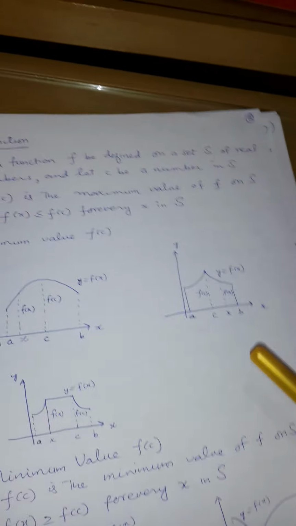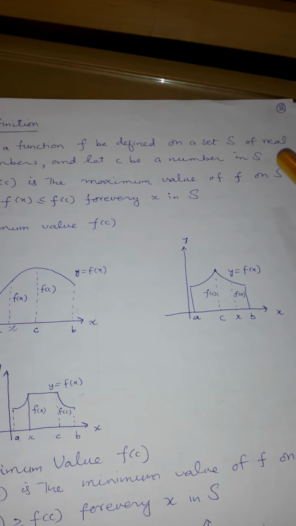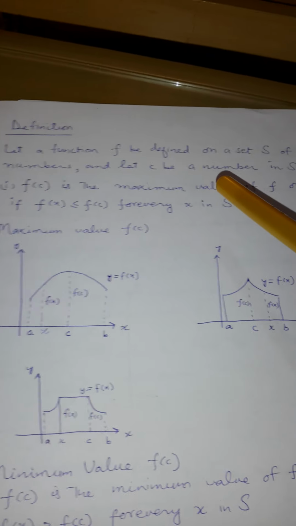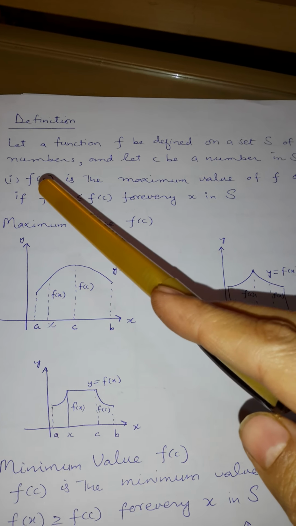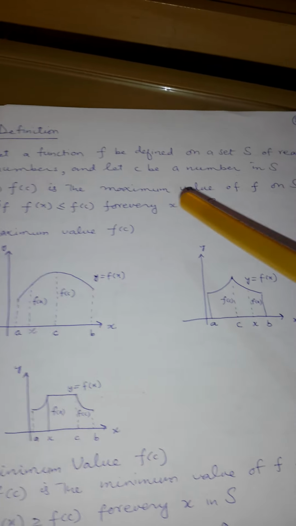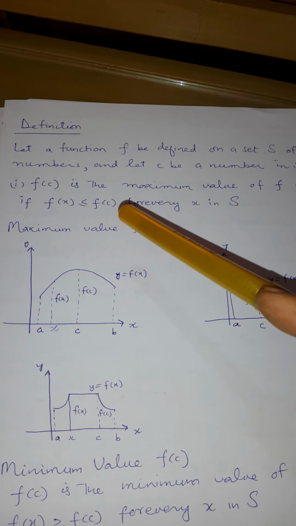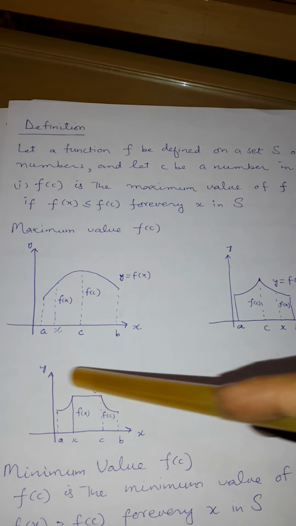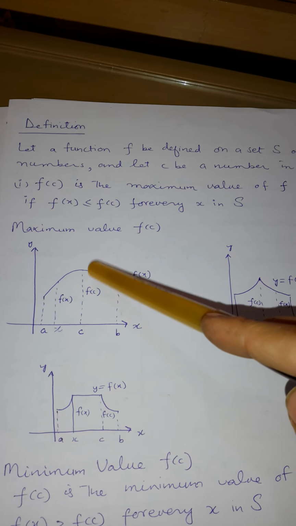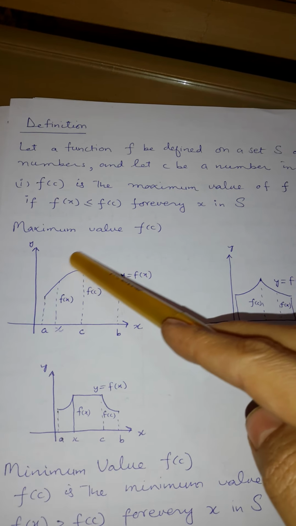Then we have another definition. Let a function f be defined on a set S of real numbers and let C be a number in S. Here we have any number C, and at that point f of C is the maximum value of f on S if f of x is less than or equal to f of C for every x in S. As you can see in this diagram, the function is attaining maximum value here. It is the topmost point of the function.